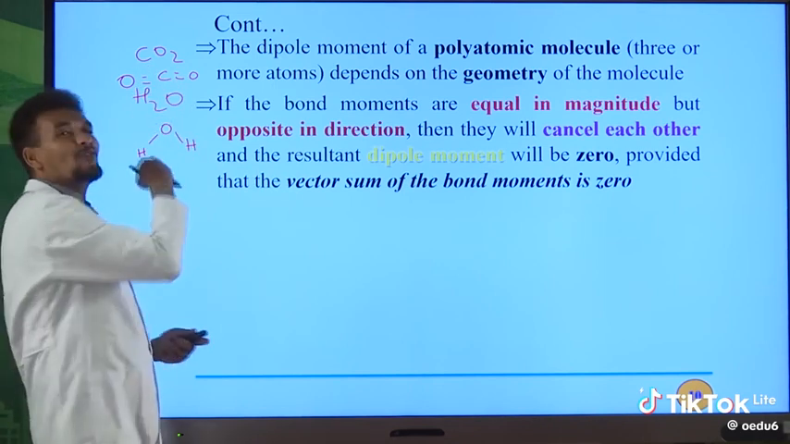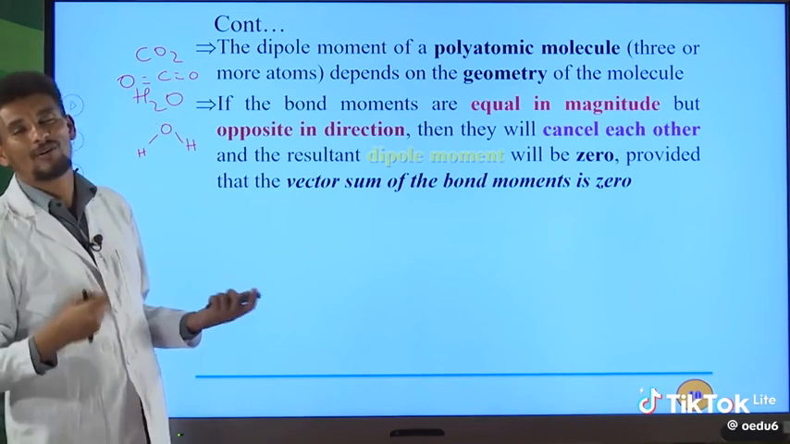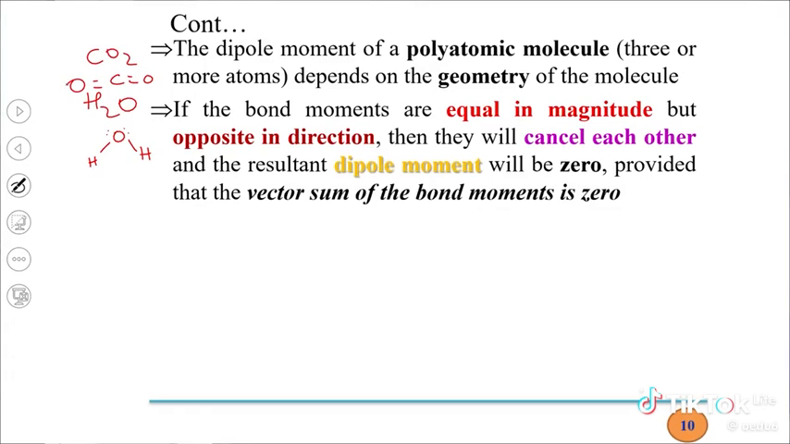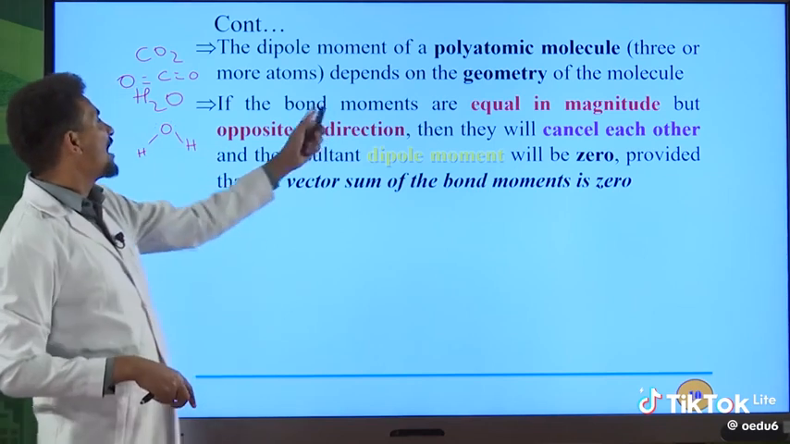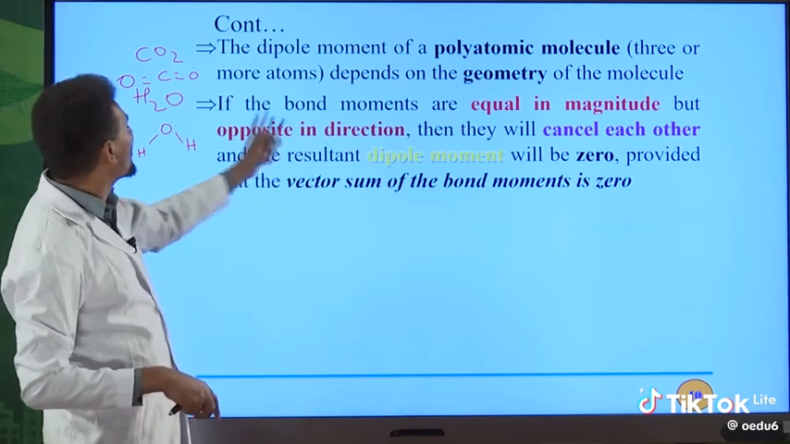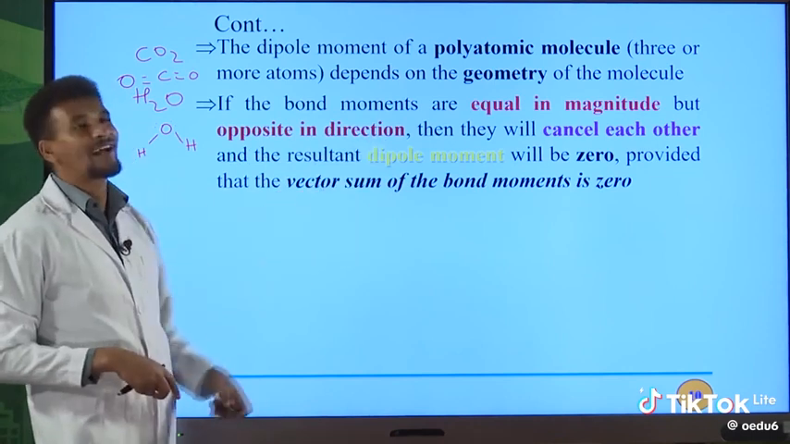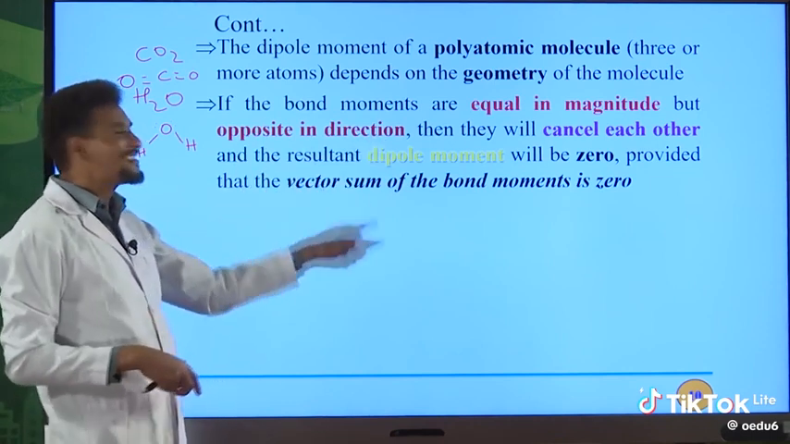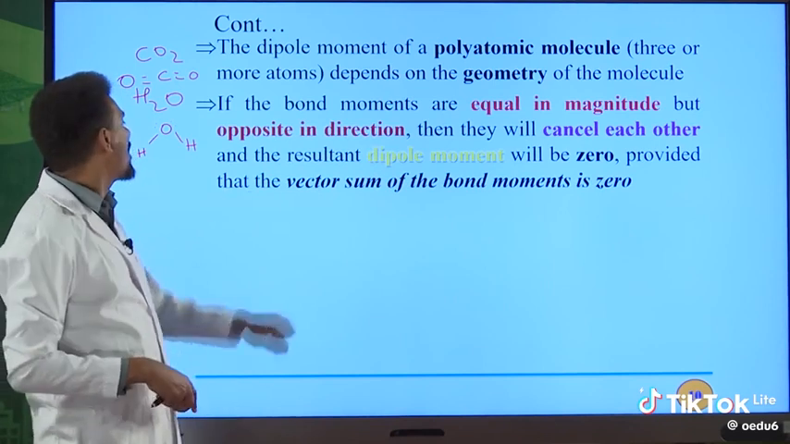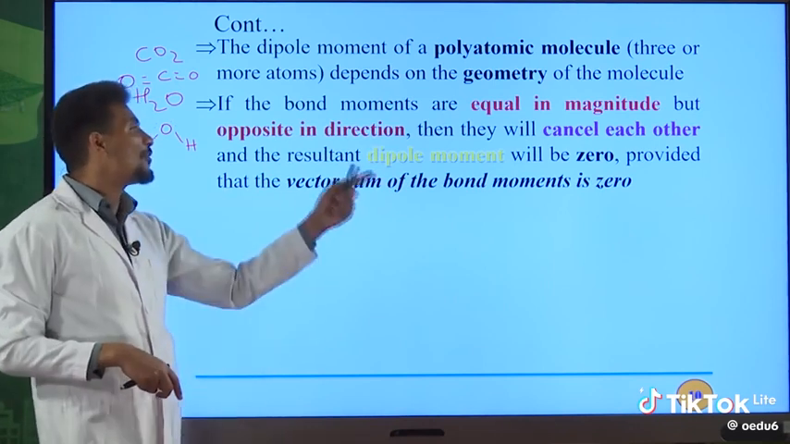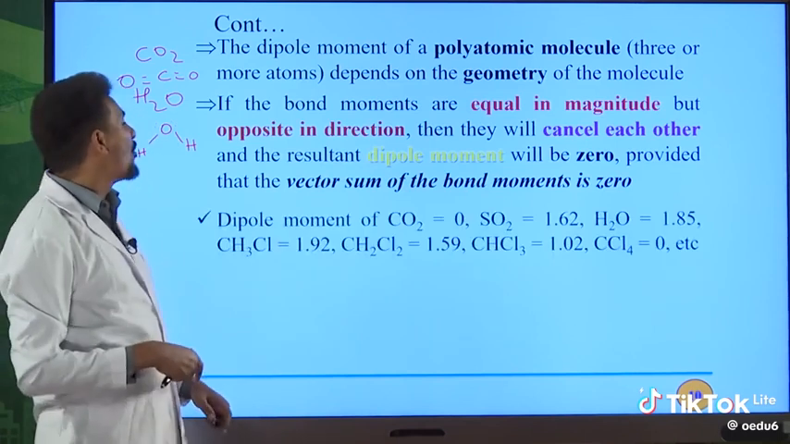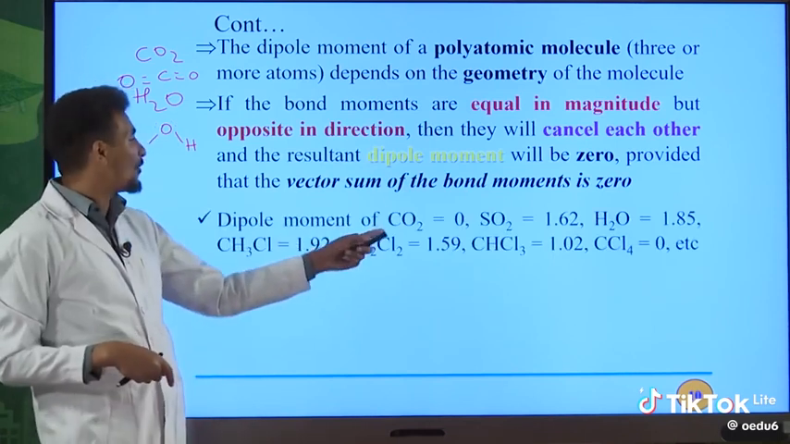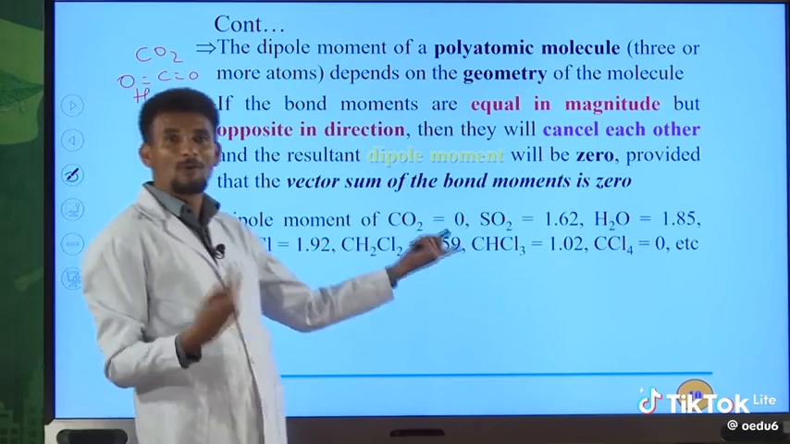But the dipole moment for the water molecule is greater than 0. If molecules have dipole moment greater than 0, those molecules are polar covalent molecules. If the bond moments are equal in magnitude but opposite in direction, then they will cancel each other, and the resultant dipole moment will be 0. Provided that the vector sum of the bond moments is 0, the molecule is a non-polar molecule. For example, the dipole moment of carbon dioxide is 0, so it is a non-polar molecule.